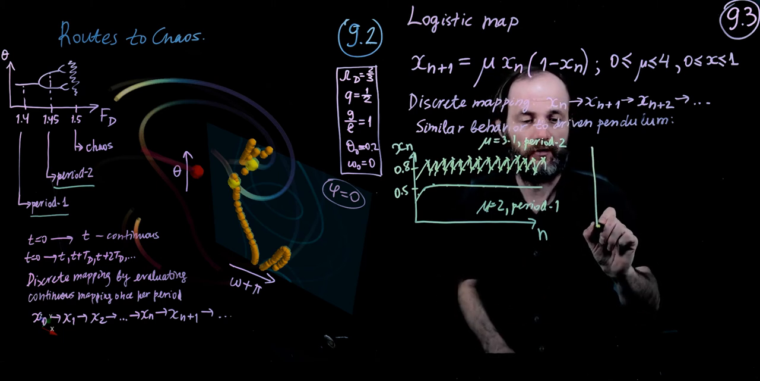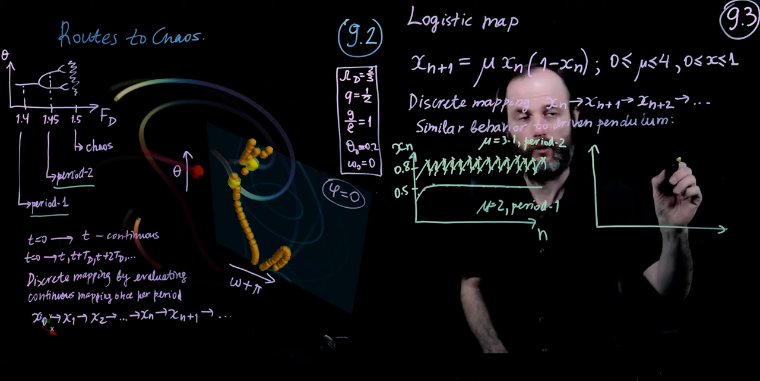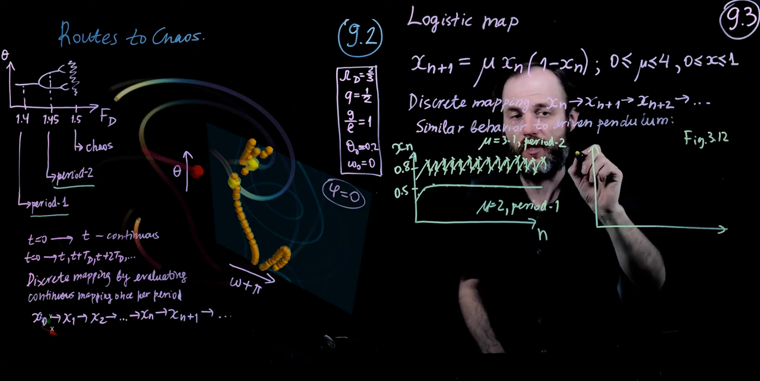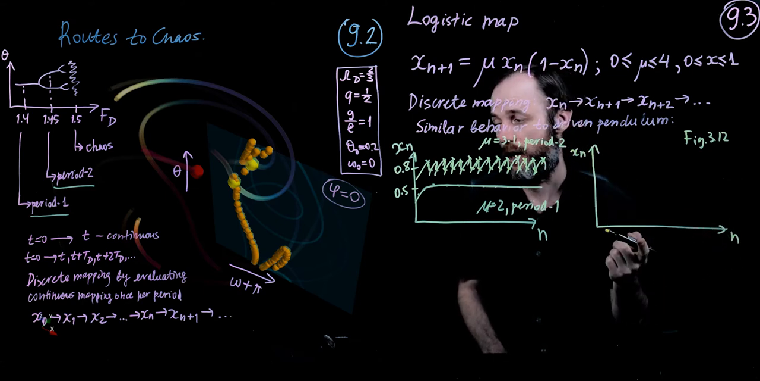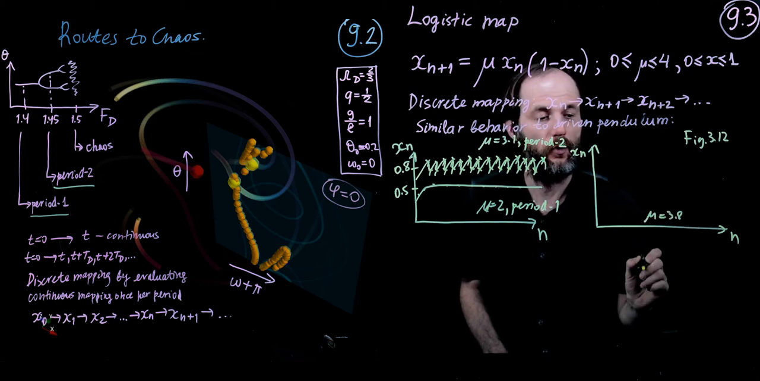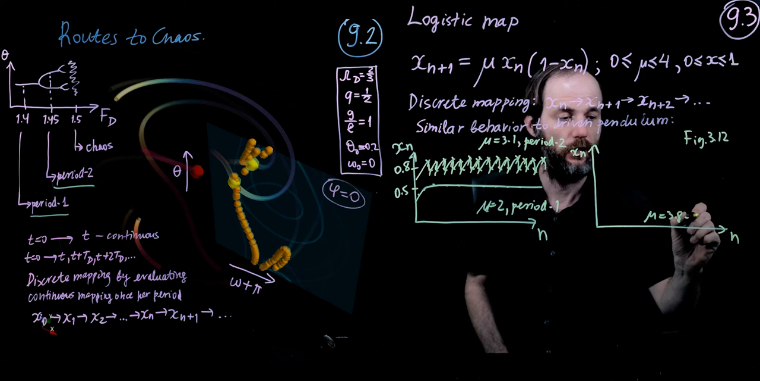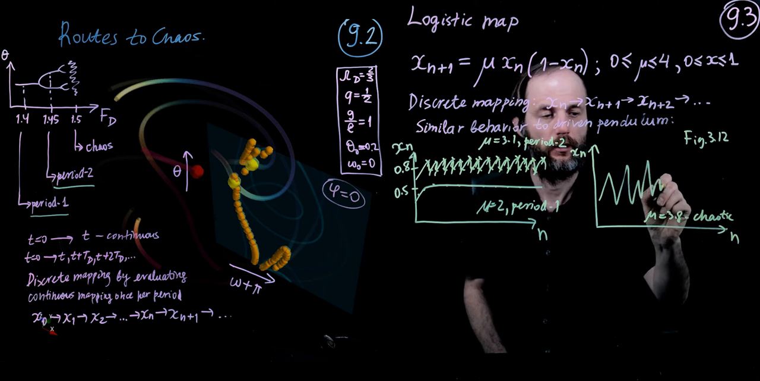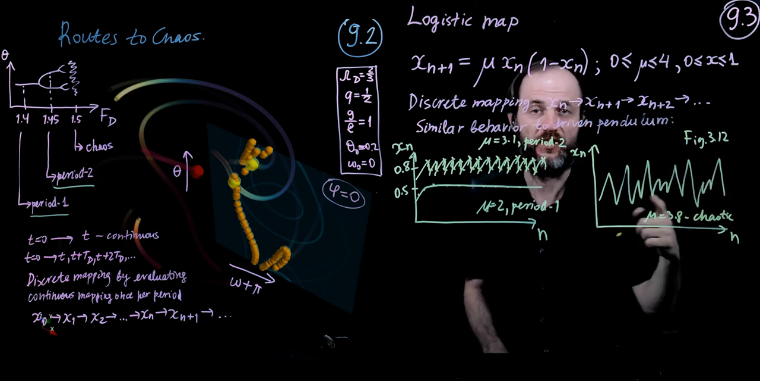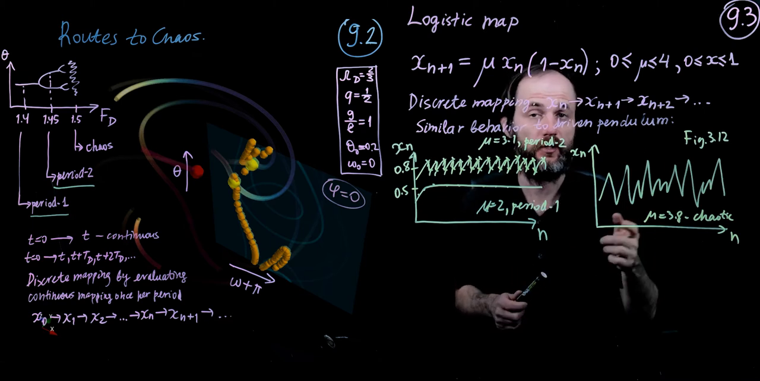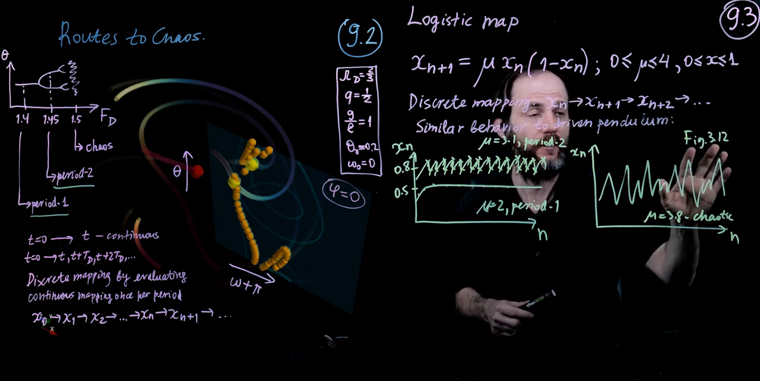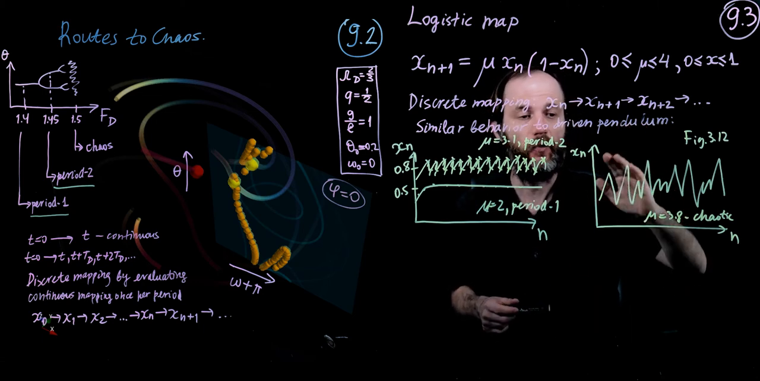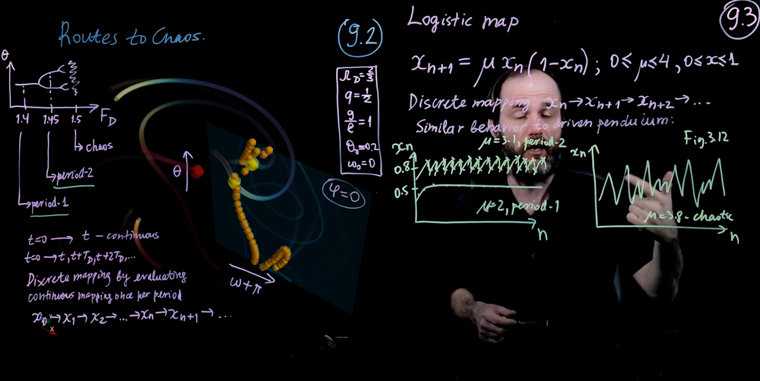And finally, there is another example that is shown in figure 3.12 in the textbook, that for mu equal to 3.8, the behavior is actually chaotic. Obviously I'm making it up, but you could simulate the system yourself, or you could take a look at figure 3.12 in the textbook, and it looks something like that.